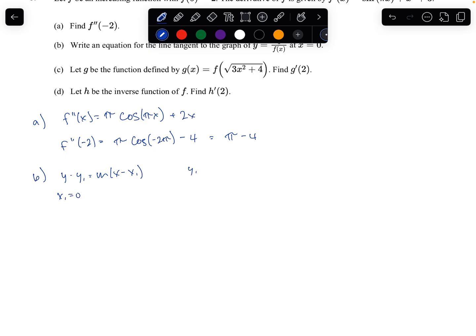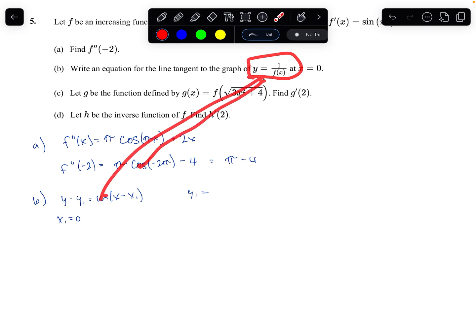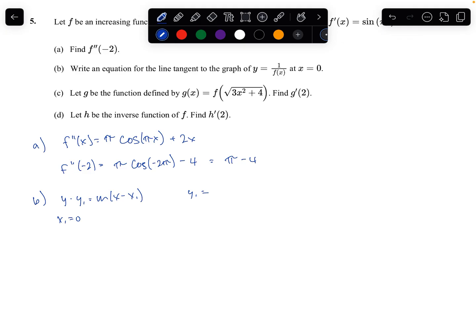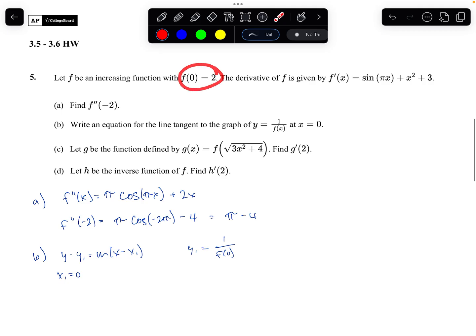y1 is going to be equal to, since we want it to be tangent to this graph, this is what we're going to use for y1 and for y prime. So this is going to help us find both of these right here. So we'll just plug in 0, so 1 over f of 0. And f of 0 is given to us, right? f of 0 is 2, so y1 is going to be equal to 1/2.